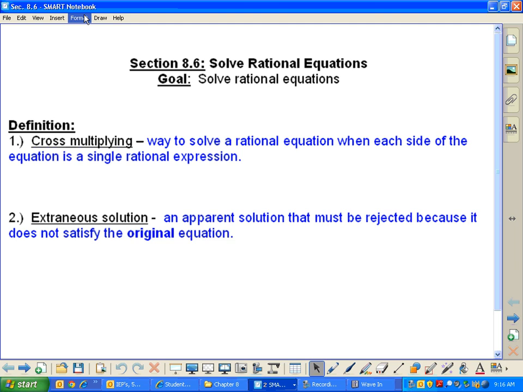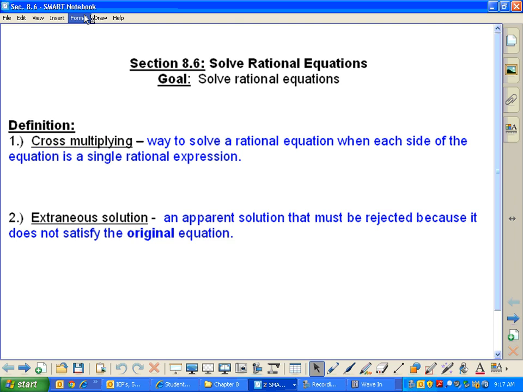Our goal for today is to solve rational equations. Keep in mind our definition of rational equations from a little while back. Quite simply, you're looking at equations, things that have letters in them, variables in them, that are written as fractions. So you're going to solve for x when it and some of its friends are embedded in an equation that has fractions in it.